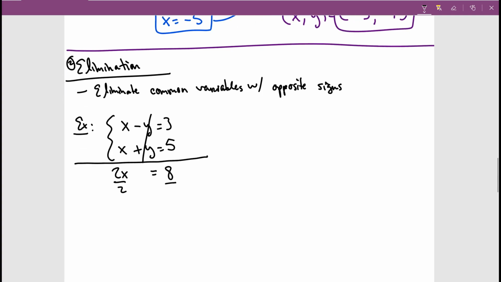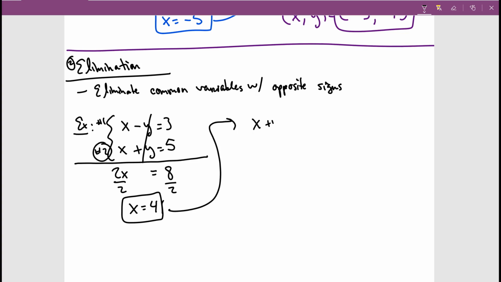Divide by 2, divide by 2. x is equal to 4. All right, that's one of them. Now we got to solve for y. We can plug it into whatever equation we want, either equation number 1 or equation number 2. This time I'm going to do equation number 2. So x plus y is equal to 5. I'm going to plug in this 4 in there. 4 plus y is equal to 5. Move the 4 over. So y is equal to 1.